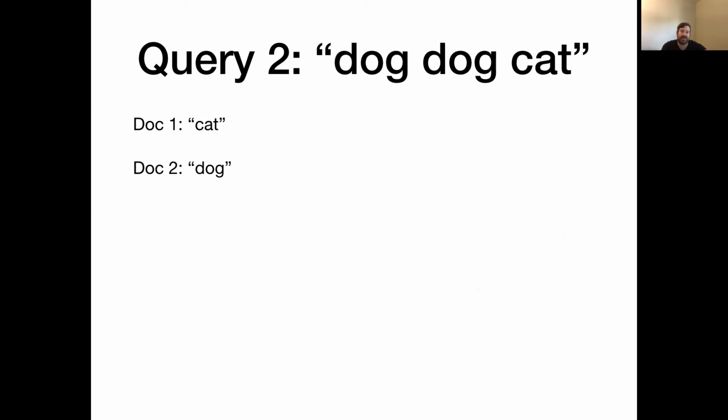Now we're going to look at another query where I'm searching for dog, dog, cat. So I've repeated a query term there, and I just have 2 documents in the index, cat and dog. And the question is, does one of these come up before the other, or are they tied?